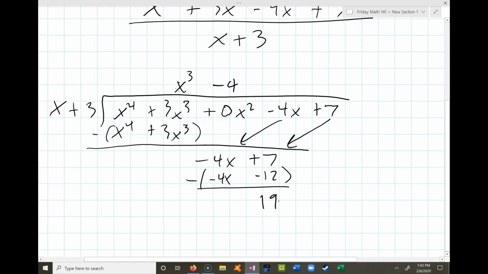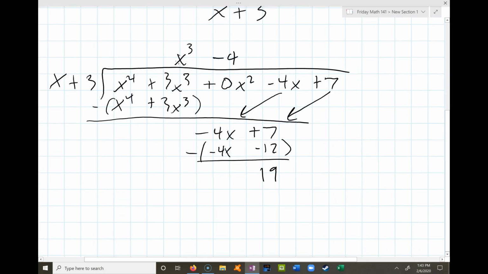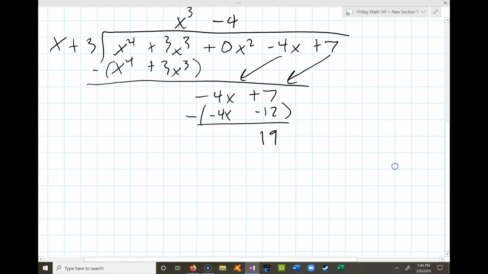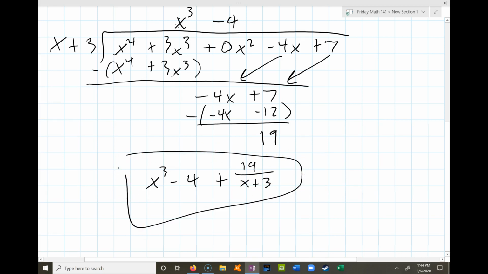So this says that my answer was x cubed minus 4, but I had a remainder of 19. Normally when we're doing division, we would write this answer as x to the third minus 4 plus 19 over the thing I was dividing by. That would be the answer if I'm dividing this polynomial by x plus 3.